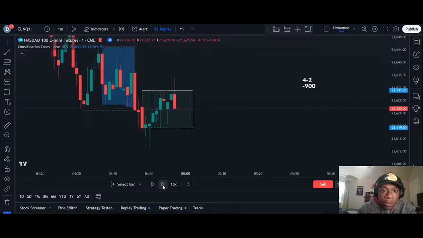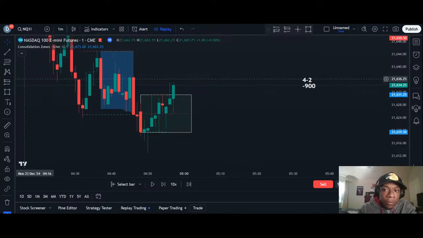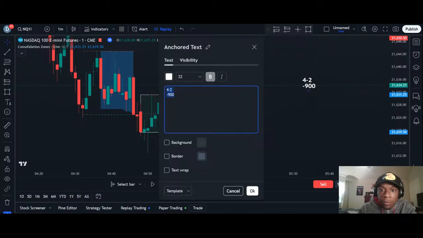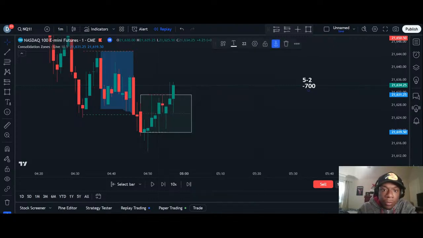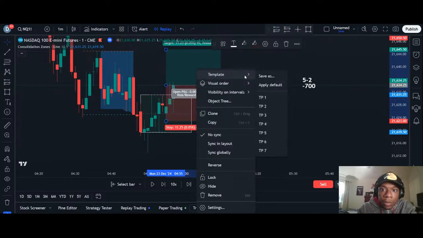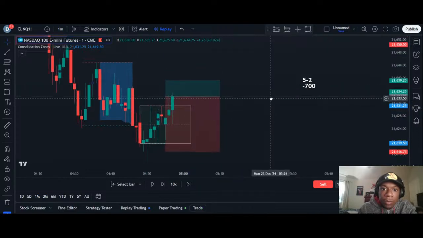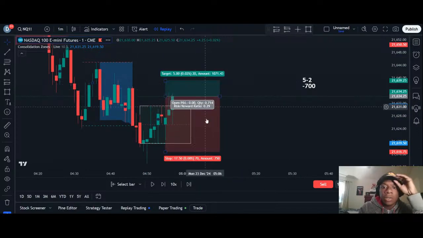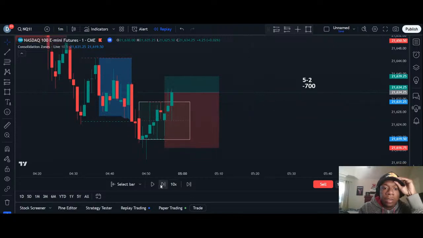Okay, didn't close. All right, we got the close above the zone. Oh, I didn't even change the record. 5 and 2. I would be down $700. All right, close above. This would be TP2. Add the 20 ticks from the last trade we hit. So now instead of a 50 tick SL, we have a 70 tick SL. Let's see if the trade hits.